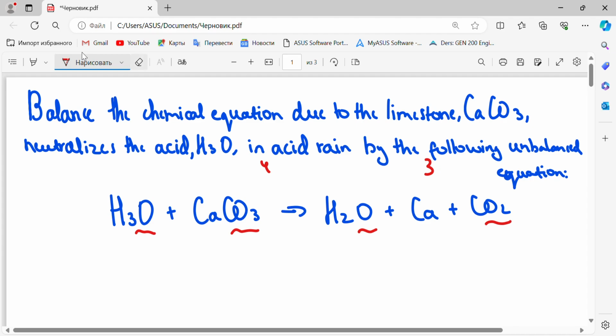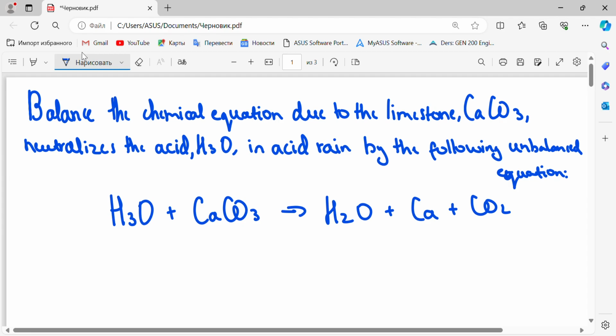But how do we have to do it? We have to have coefficients before the compounds. For example, it should be like this. Let's say 3, 2, and here is 2, I don't know. Actually it should be 3. Doesn't matter. For this case, linear algebra also can support us.